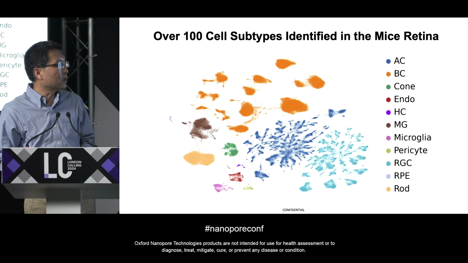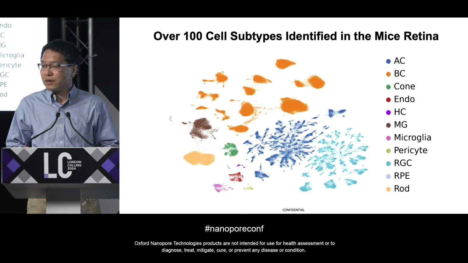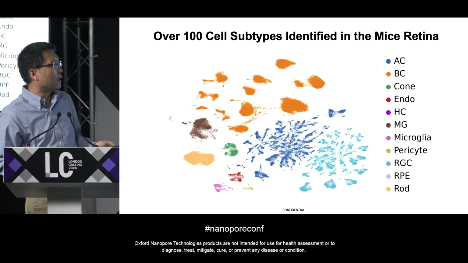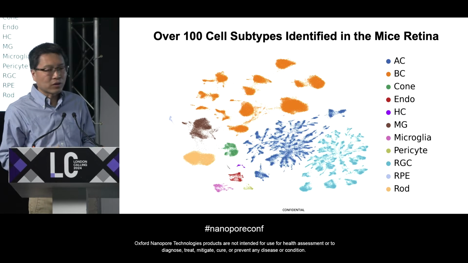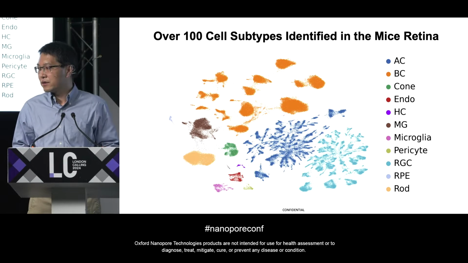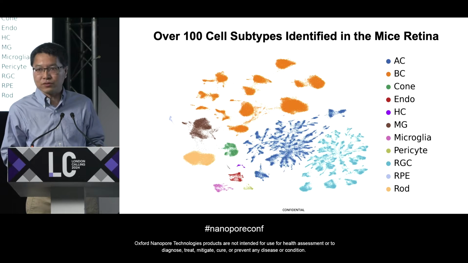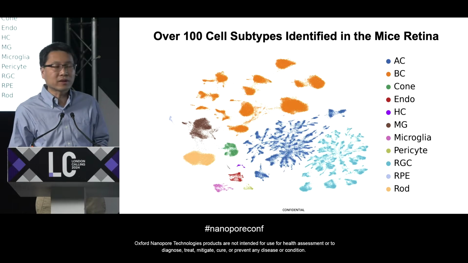When we look at it with transcriptome methods, although it's only 3 layers, the number of cell types is actually very large. This is the mouse atlas of the retina, and from a transcriptome point of view, there are about 110 cell types in the tissue. This was generated from 10x Genomics single cell short read sequencing.